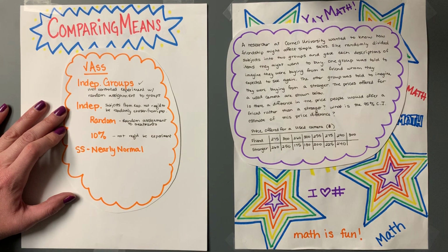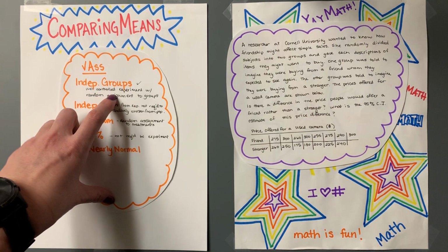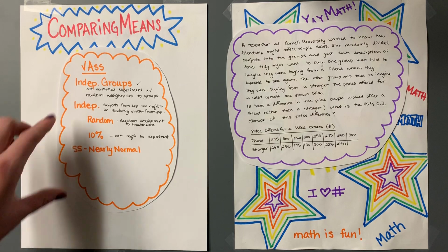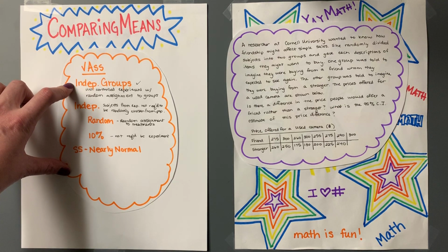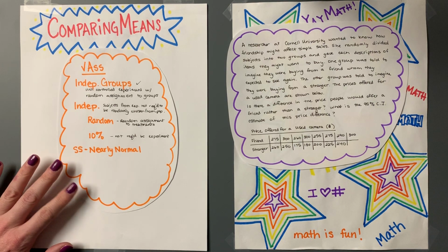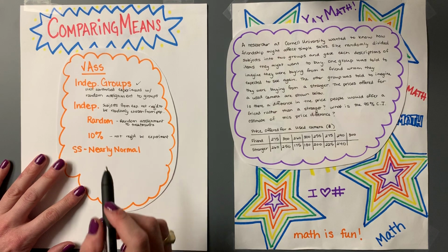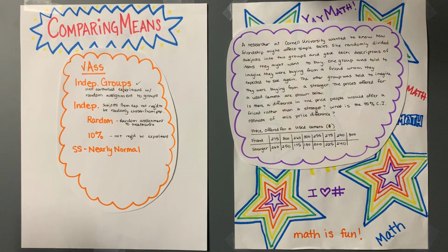So when we're looking at a well-controlled experiment, really the main thing is that we have random assignment to groups. That's going to make sure our groups are independent, and it's also going to satisfy our independence criteria. The last thing we need to do is check the nearly normal condition, and we need to check this for both of our data sets.